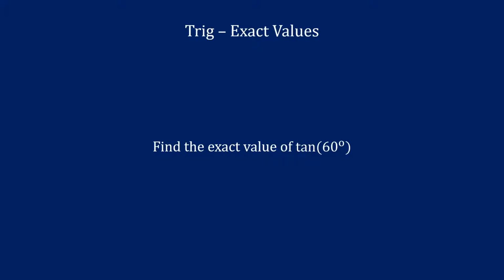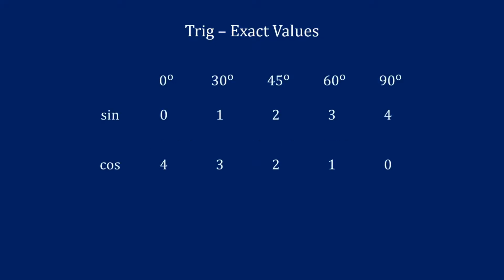Alright, let's make things a little bit harder. Find the exact value of tan of 60. What do we do? The table only had sine and cos. Now, don't worry about it. We're going to go back to our table. The exact value for tan is going to be square root of whichever number is on the sine row divided by the square root of whichever number is on the cos row.